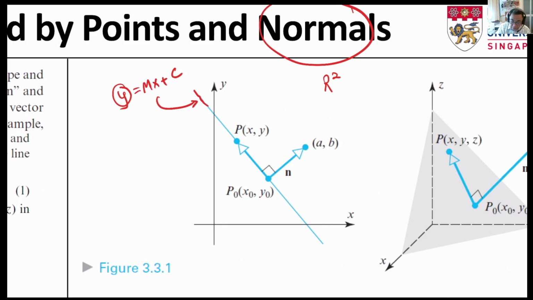There is another way we can express this equation. It is called a point and a normal. What we do is find a point on the line, and we also find the normal vector n to the line.